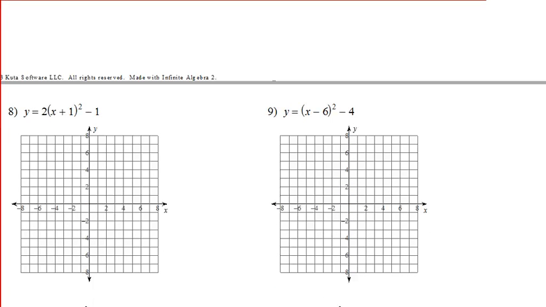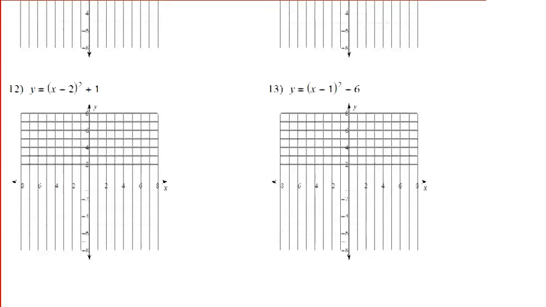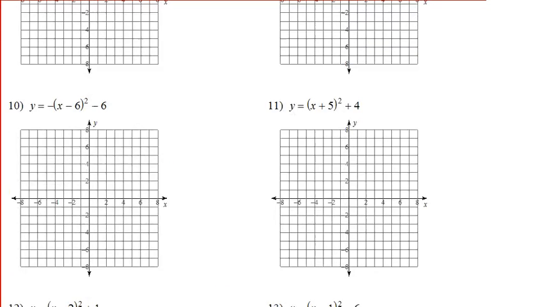We can take a look at one more graph and do it together. Let's go number 10. Number 10 looks like a pretty good one. Again, we need to first identify our h and k. My h starts inside, my k is on the outside, so I'm just going to write little h and k there. And then my vertex will be h comma k.